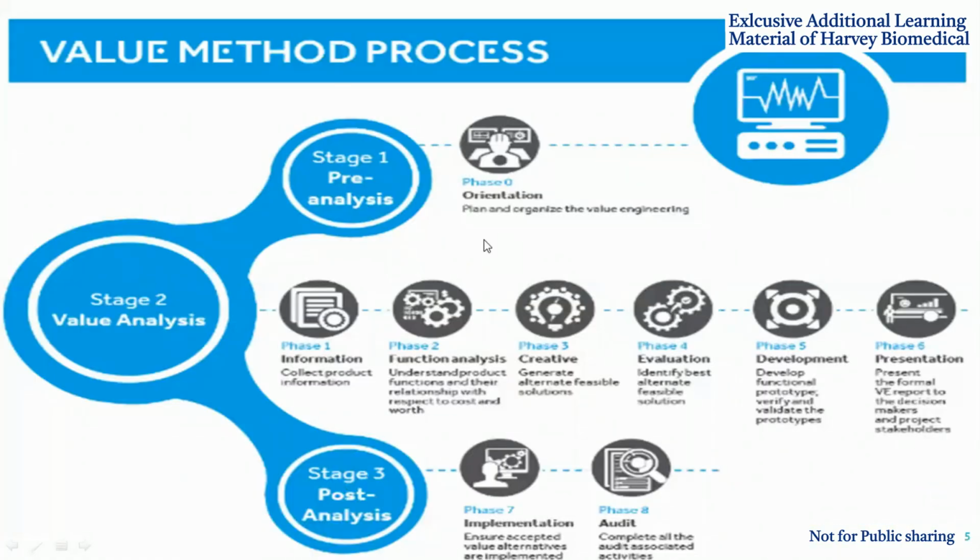Once the product is meeting our engineering requirement or our intended use, it goes to stage 2. In stage 2, during the pilot phase and the proof of concept phase, we have to check all the product information and understand the testing requirement, functional analysis, and creative analysis and evaluation, development and presentation. These all activities we have to verify in the proof of concept stage. Then after that, stage 3, the post analysis, phase 7 and phase 8, we are going to verify.